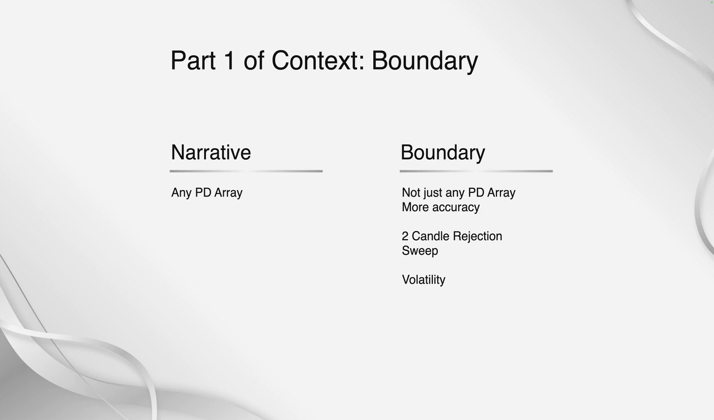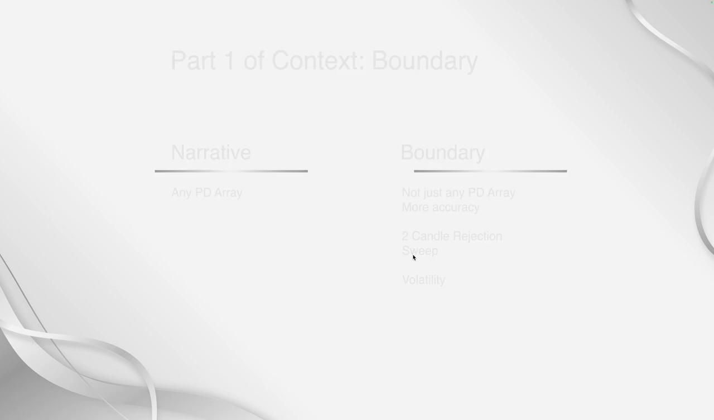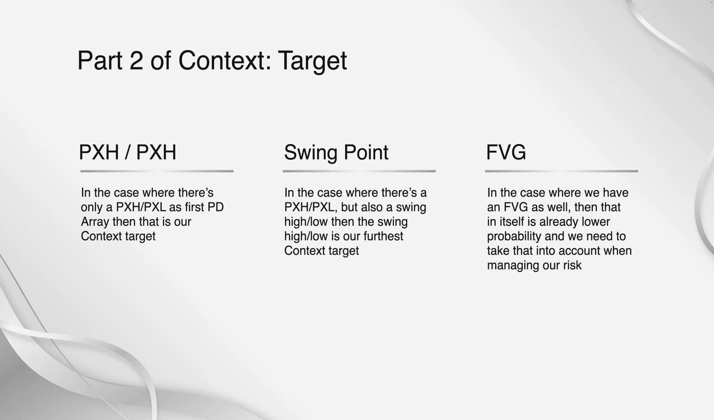Now, before we go over different types of context, different types of boundaries as well later on, we first need to go over the second part of context, because part 2 of context is again the target. So where we have a boundary, we also have a target. There are different types of targets. The further we move to the right here, the lower probability it is going to be, because we have more resistance going against us. So what I mean by that is also what I'm going to show you right here.